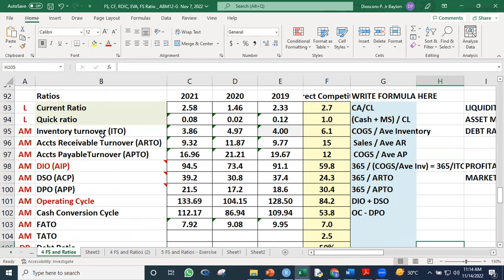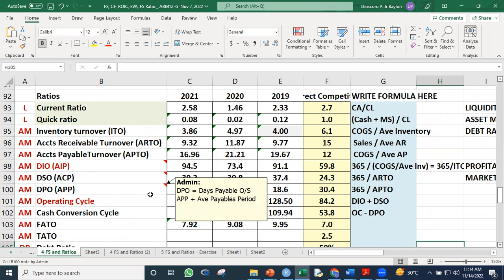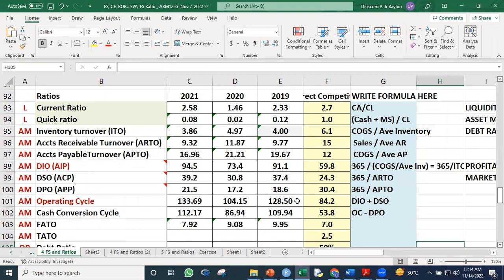For example, last time we looked at ITO, ARTO, and APTO. We looked at the individual significance of these ratios, or the days in inventory outstanding, days sales outstanding, days payable outstanding. But we were able also to look at a combination of this. A holistic figure will be the operating cycle, which is a cash-to-cash cycle. It tells us how many days a company is able to buy raw materials, convert to finished goods, sell, and then collect. Like in this company, it takes them 134 days. And that pales in comparison with the direct competitor, 84 days.